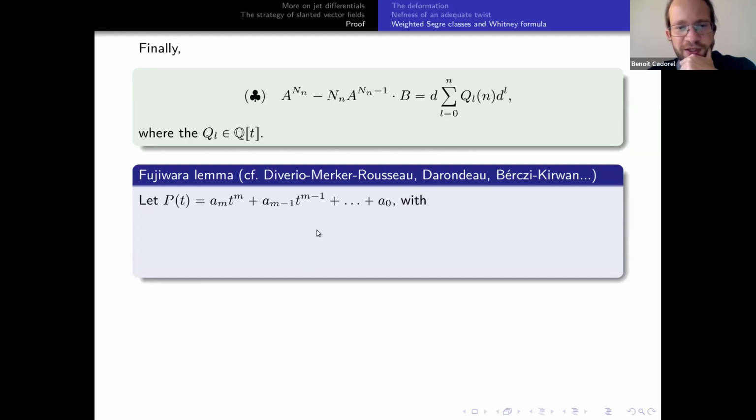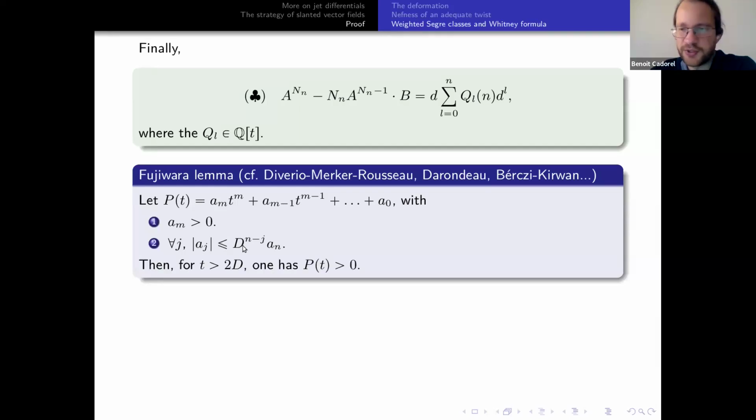Take a polynomial like that with coefficients a_i, and assume that a_m is positive, and that the other coefficients are bounded as follows with respect to the first one, so their growth is less than geometric with ratio d. What happens is that if you plug into this polynomial a t which is larger than this 2d, then the polynomial is positive. Here, the variable will be d, and the constants a_i will be the q_{l,n}, which depend on n.